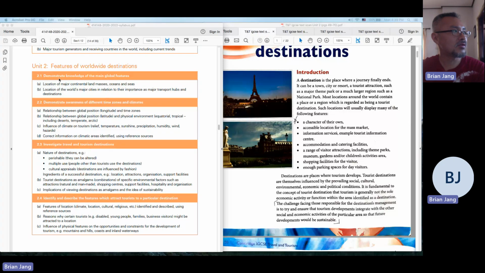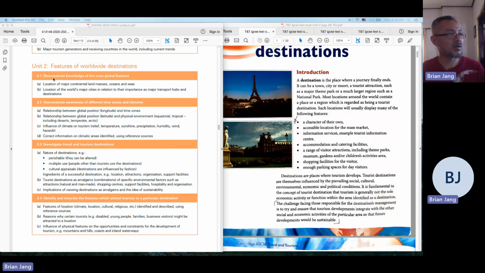So the first section is 2.1, demonstrate knowledge of the main global features. This one is on pages 51 through 55. I have all the page numbers in the reply of the previous video. So if you go into Teams and check the page numbers, you can write them on your syllabus so that you can follow along and study better for your exam.